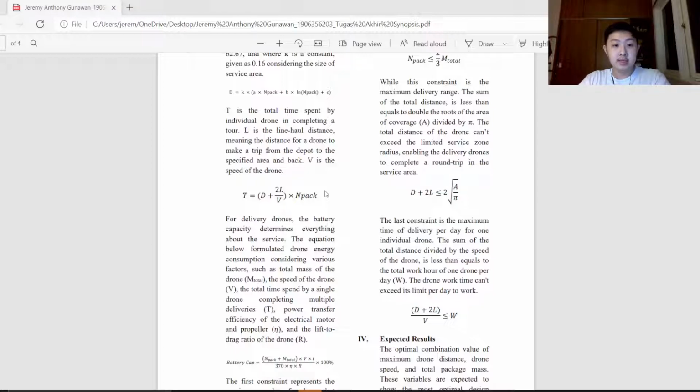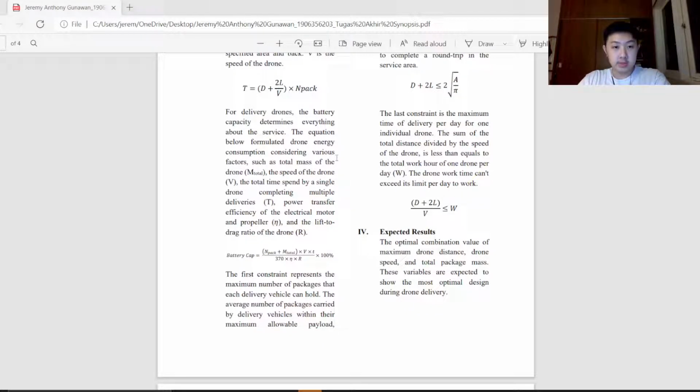Next, T is the total time spent by an individual drone in completing a tour or a delivery. L is the line haul distance, meaning the distance for a drone to make a trip from the depot, from the home to the specified area and back, which is why this is 2L, because the drone goes to the specified area and then back home. And then V is the speed of the drone.